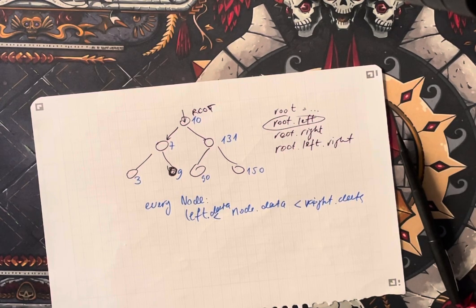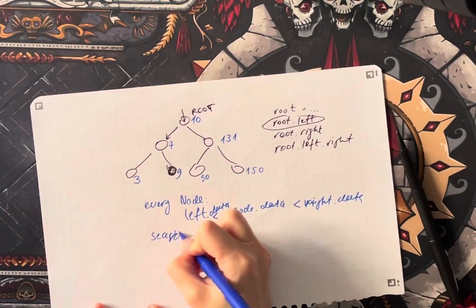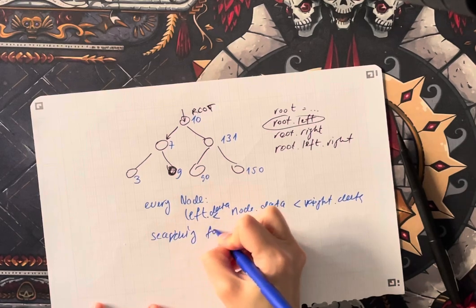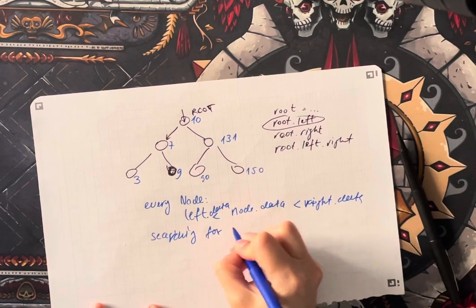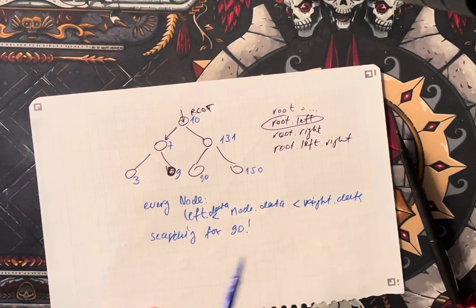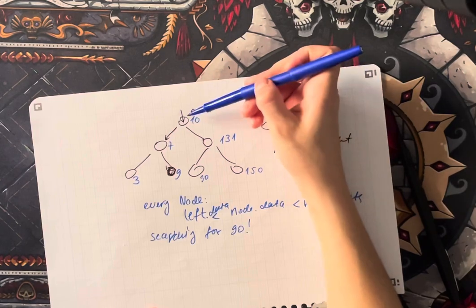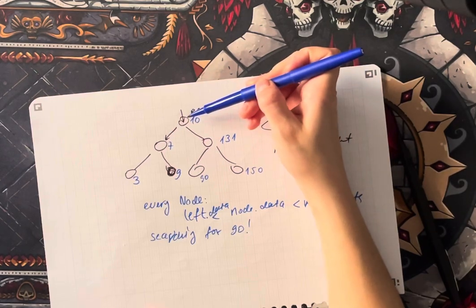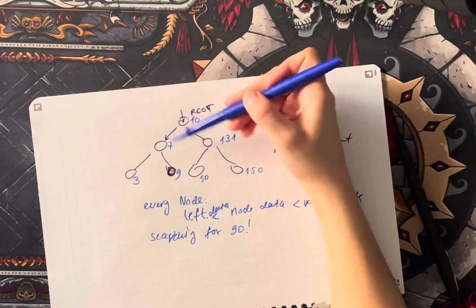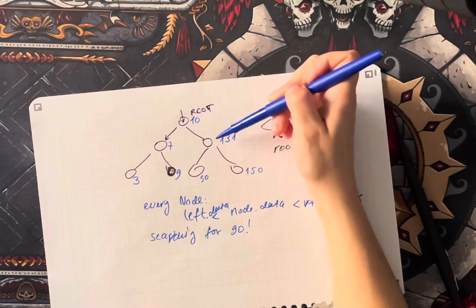Because what we can do is, let's say we are searching for 90. We are searching for 90, so we go to the root. We compare 10 and 90. 90 is bigger than 10, and we know that everything in the left subtree is smaller than 10. So we only need to go to the right subtree.